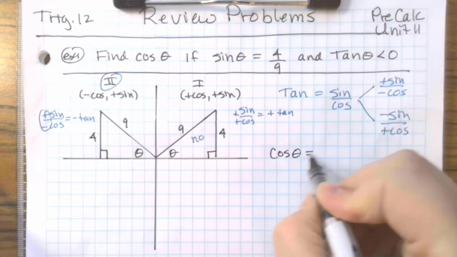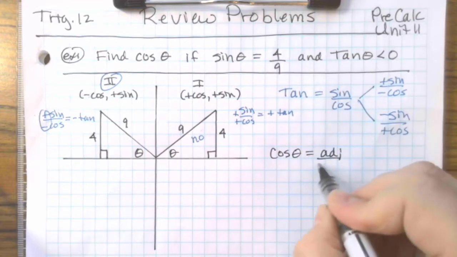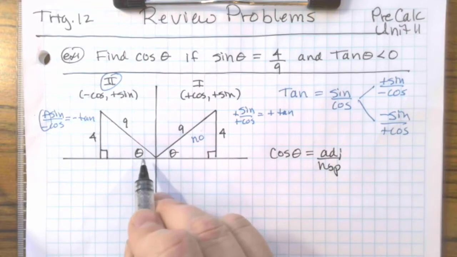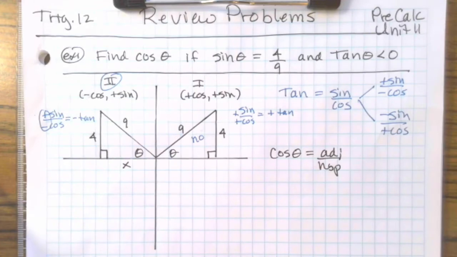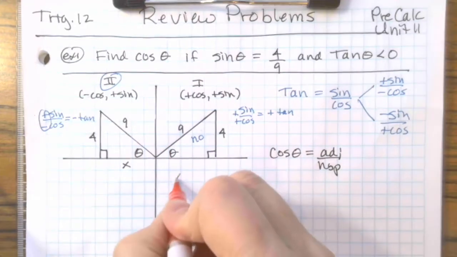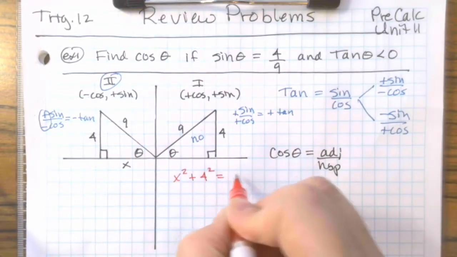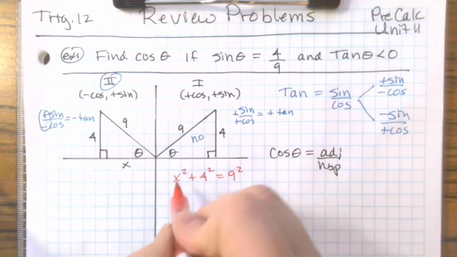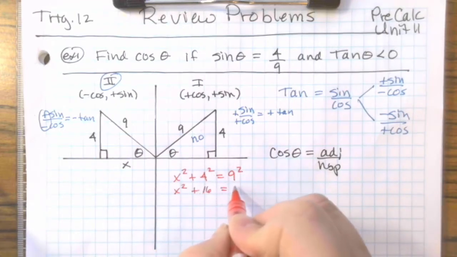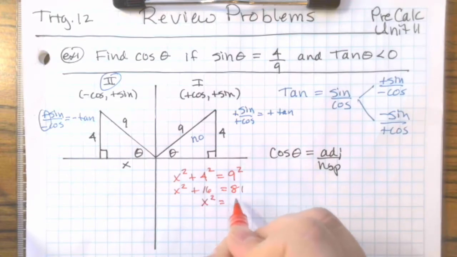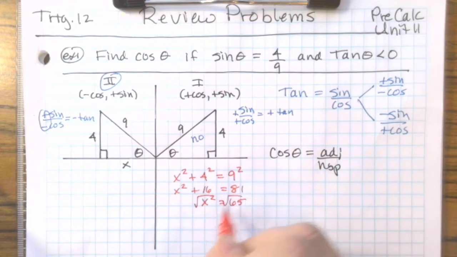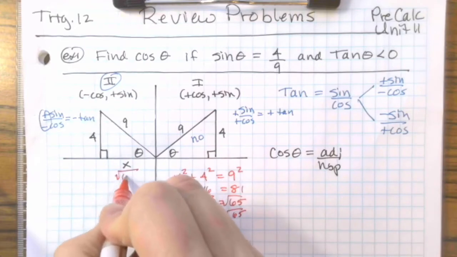And cosine of theta is adjacent over hypotenuse. We're in this quadrant here. So we need to find the adjacent side. I'm just going to call that x, and we're going to use the Pythagorean Theorem to find the missing side. So here we go. x squared plus 4 squared equals hypotenuse squared, 9 squared. So x squared plus 16 equals 81. Subtract 16 from both sides, you get x squared equals 65. Take a square root, x equals radical 65. So x is radical 65.